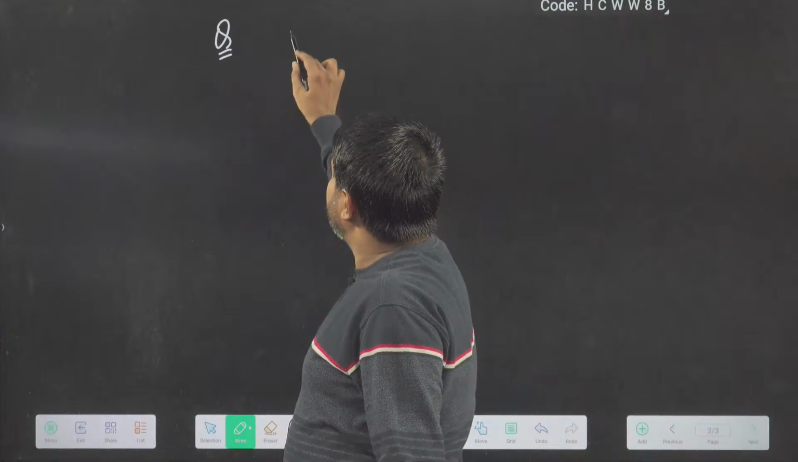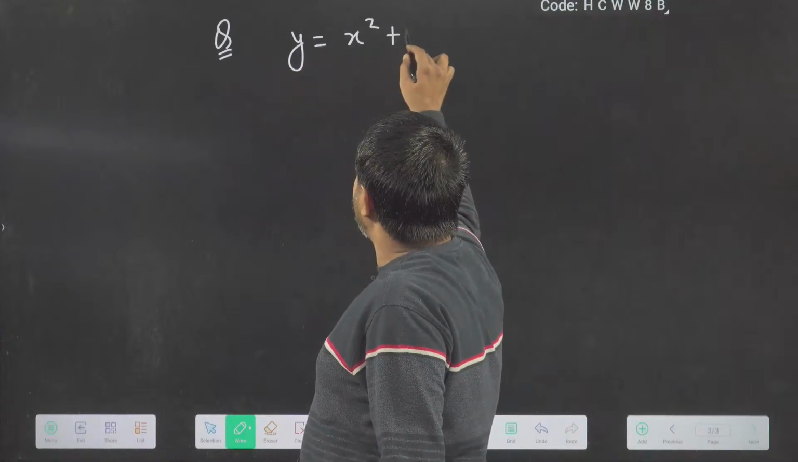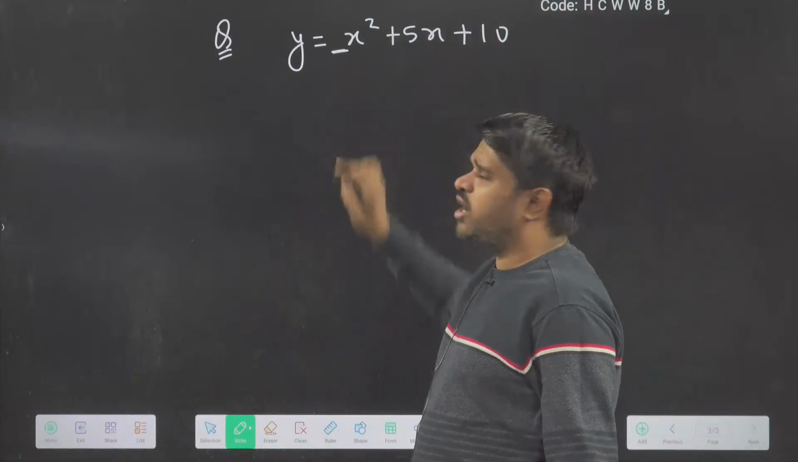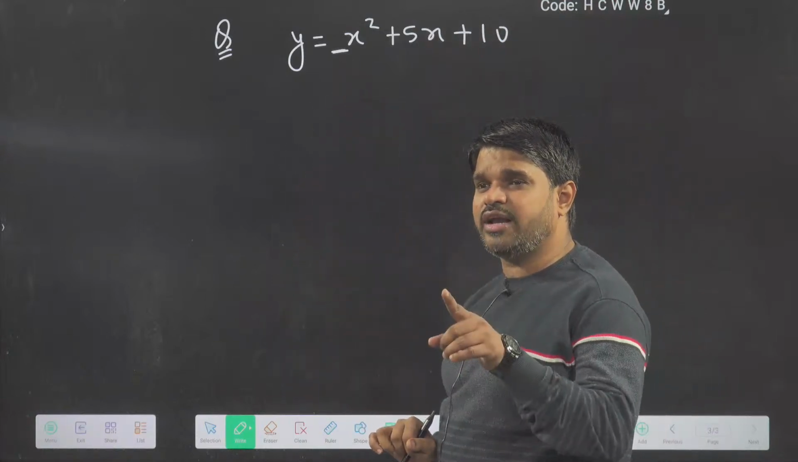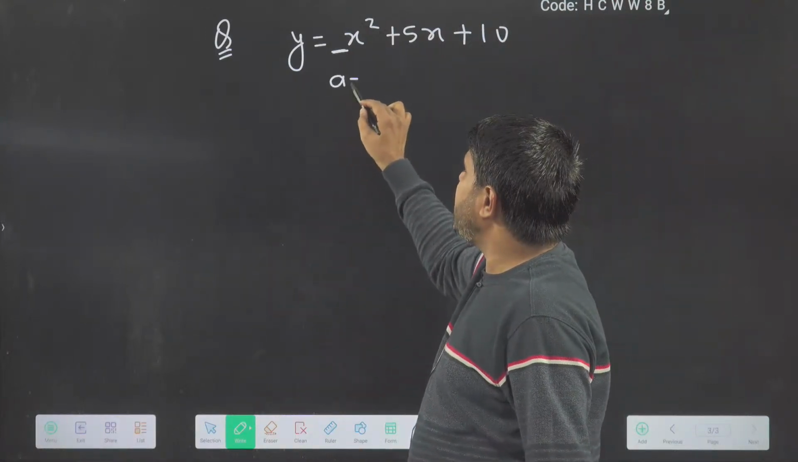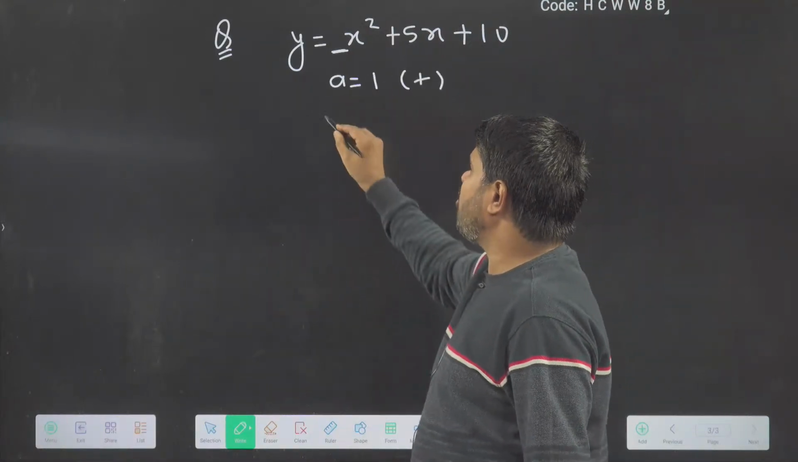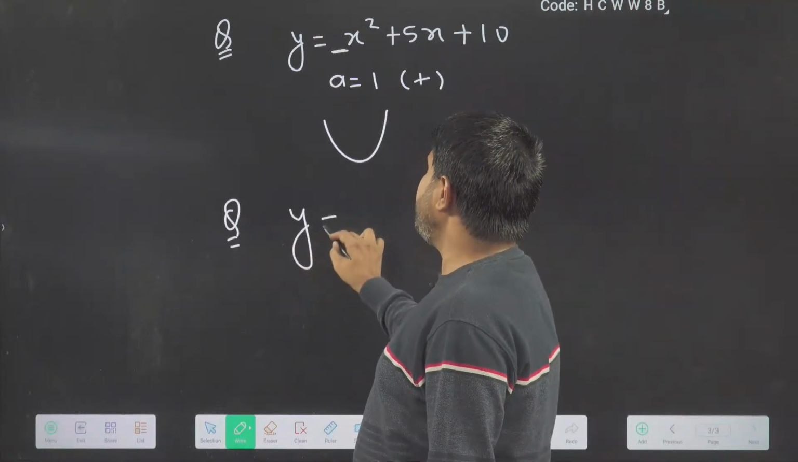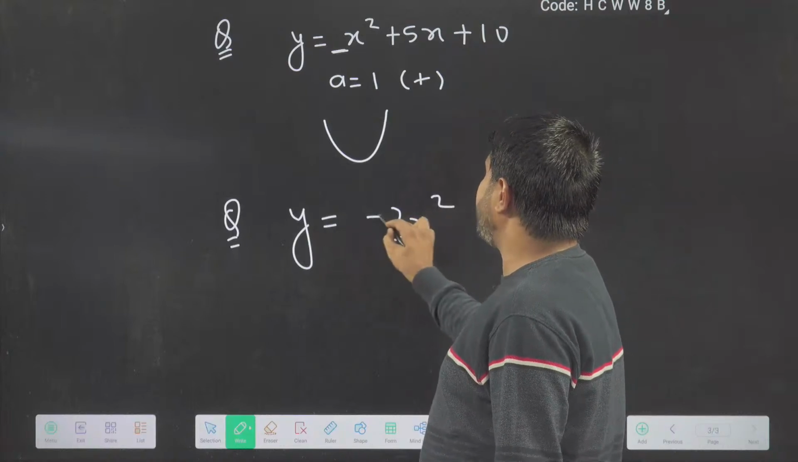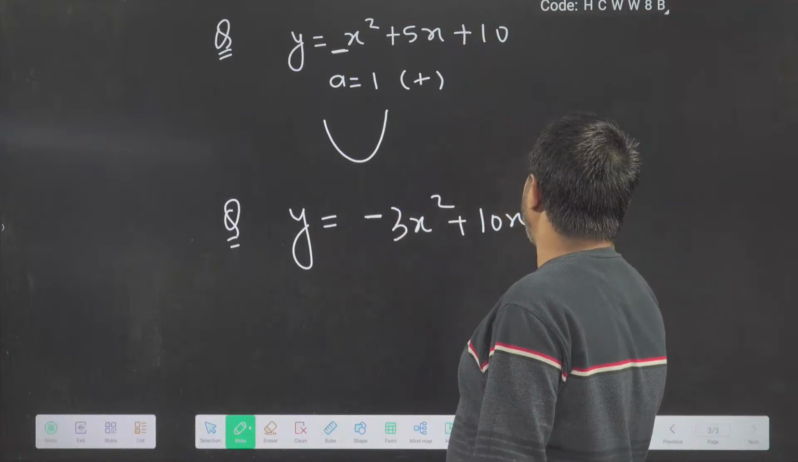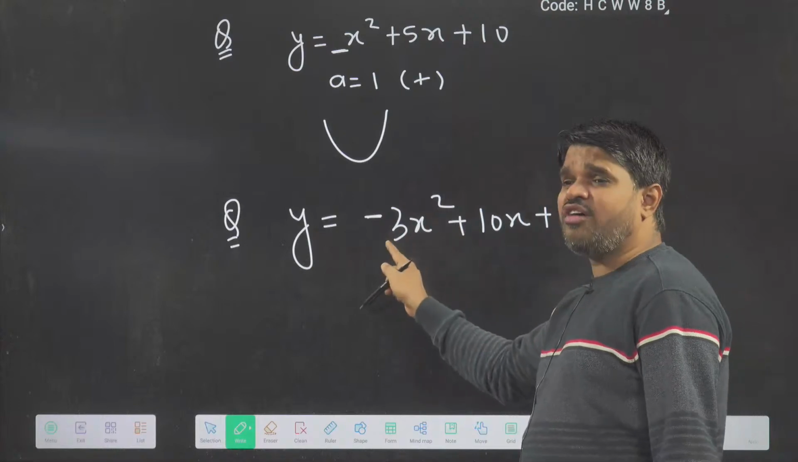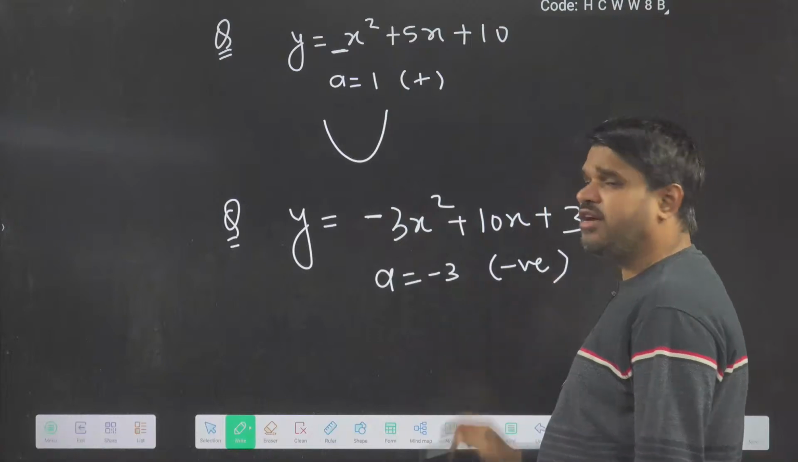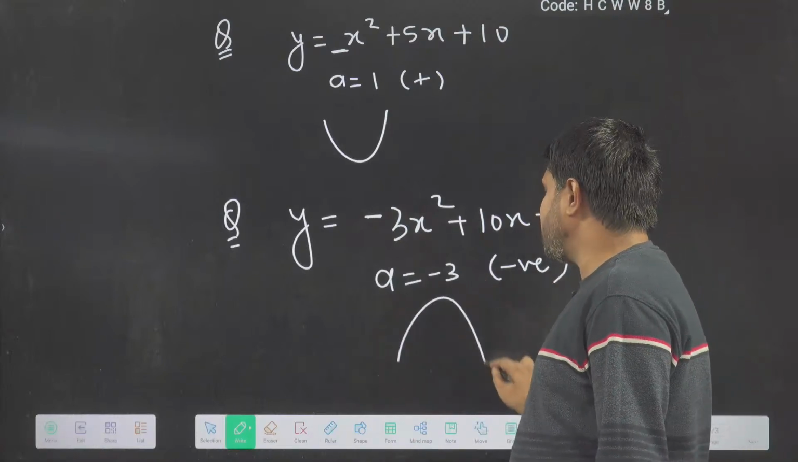First question, y equals x square plus 5x plus 10. The coefficient of x square is 1, which is positive. So a is 1, and 1 is positive. Which kind of parabola? Upward facing. Second question, y equals minus 3x square plus 10x plus 3. The coefficient of x square is minus 3. A is minus 3, which is negative. For negative a, a downward facing parabola.